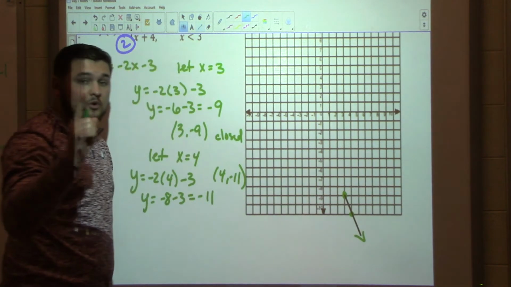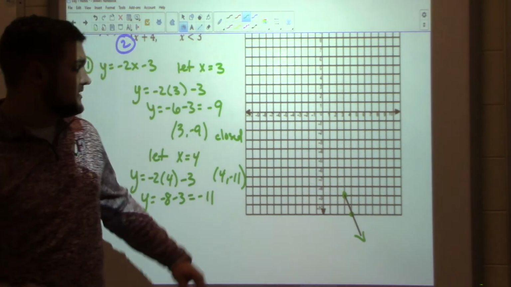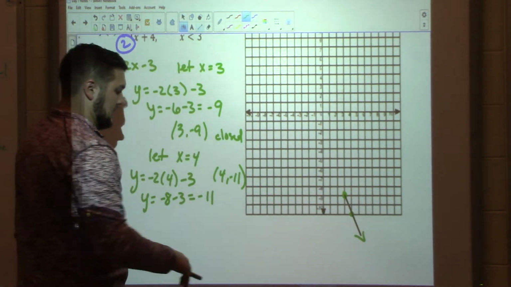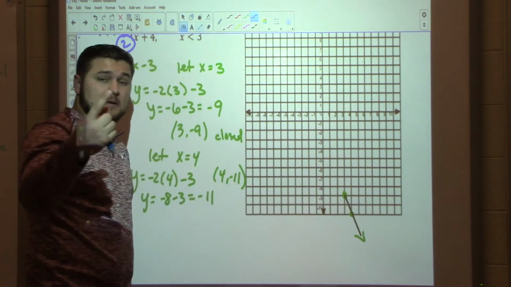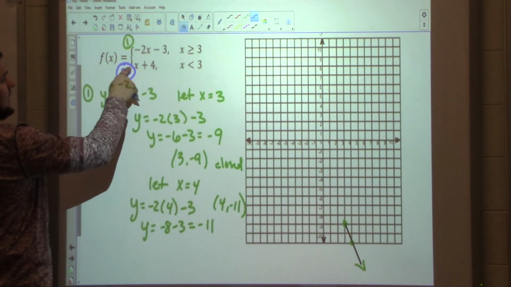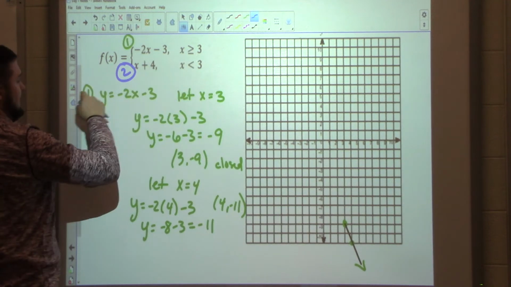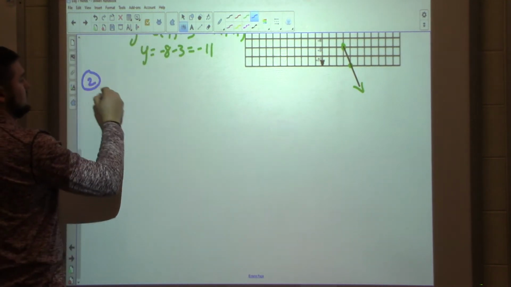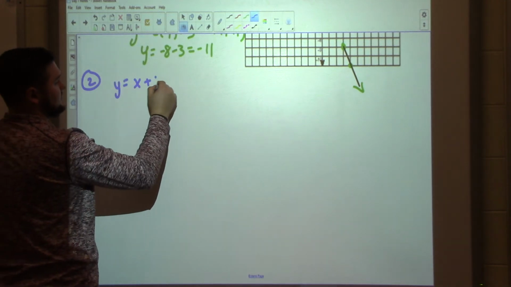Remember, that first point you plot is your end point. You shouldn't go past it. The second one shows you what direction to draw your line. Alright, that was just the first part of my piecewise. The second part then. We have y equals x plus 4 if x is less than 3. So part 2, y equals x plus 4.